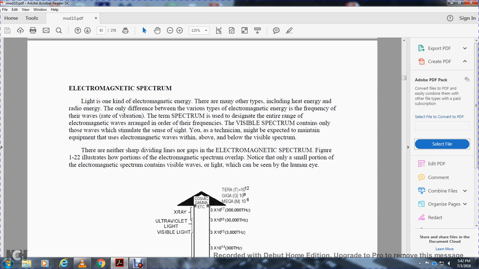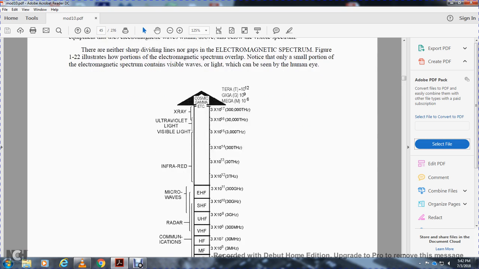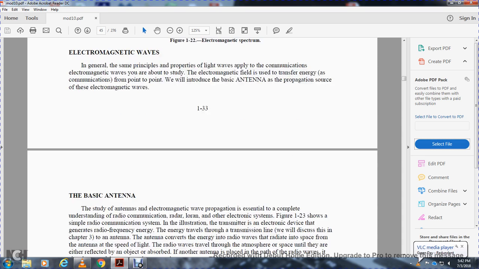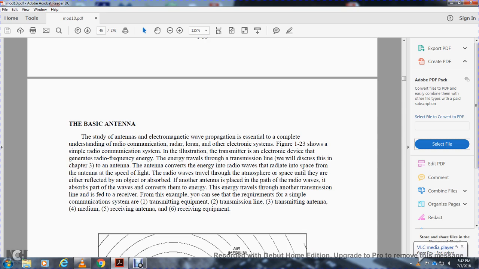The electromagnetic spectrum, figure 1-21, illustrates how portions of the electromagnetic spectrum overlap. Note that only a small portion of the electromagnetic spectrum has visible light waves, which can be seen by the human eye. Electromagnetic waves: in general, the same principles and properties of light waves apply to communication. Electromagnetic waves are able to transfer the state of the electromagnetic field and carry communication from point to point, which introduces basic antenna propagation of these electromagnetic waves. The study of basic antennas and electromagnetic wave propagation is essential to understanding radio communication, radar, and other electronic systems.